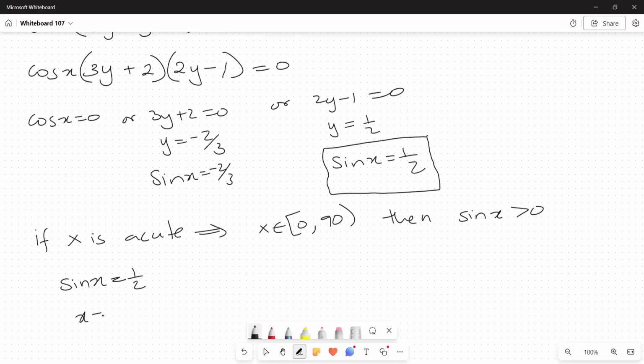This means that x is equal to sine inverse of 1/2. And this gives us 30 degrees, or pi/6 radians. It's the work in radians, not that it changes anything. Okay, and then we have to prove that this gives us the maximum y.